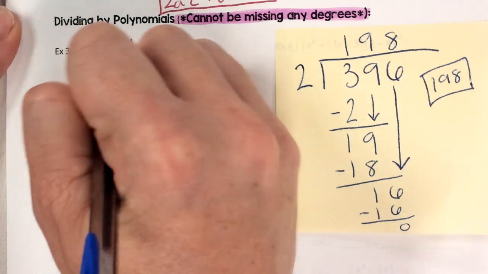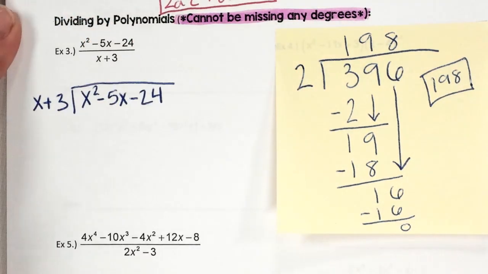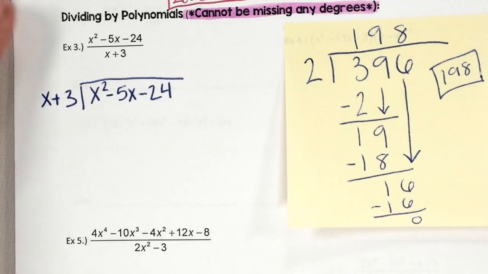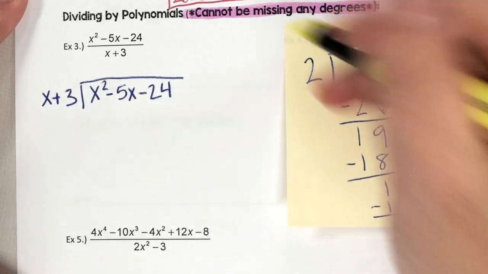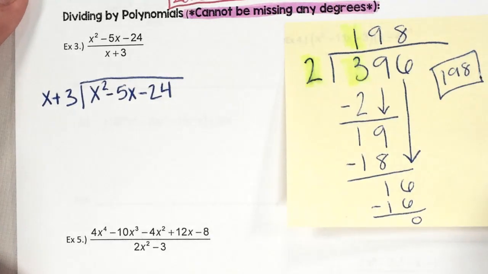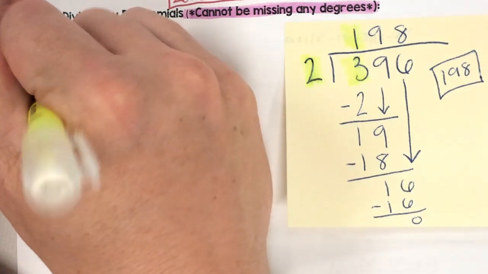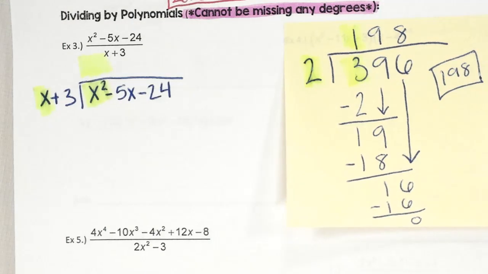Horse stays outside. So x plus 3 stays outside. So the top goes inside the house, bottom stays outside the house. That's all that means. So when we did this here on our sticky note, we looked here, here, and that's how we found our 1, right? So same concept. We're going to look at the x squared, and that's how we're going to find this.